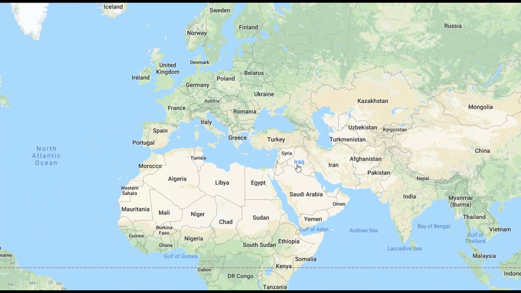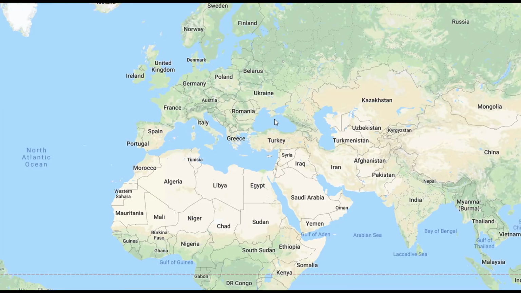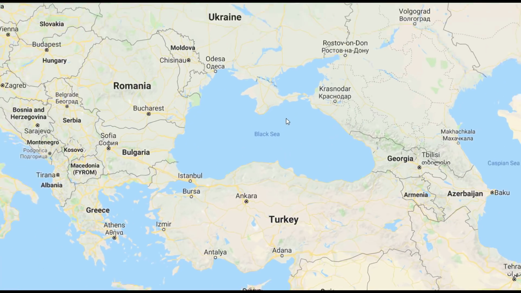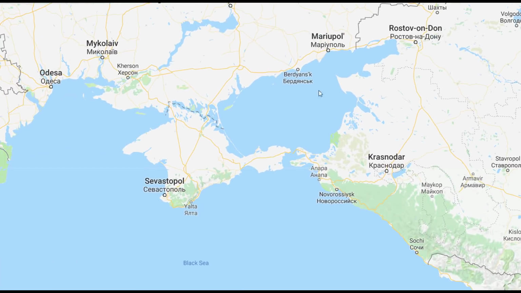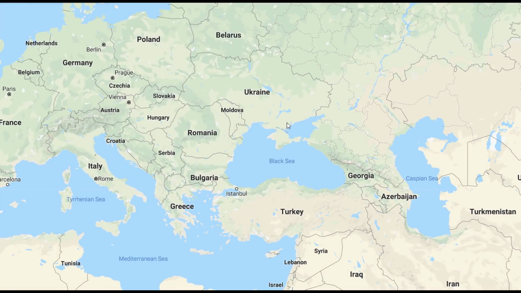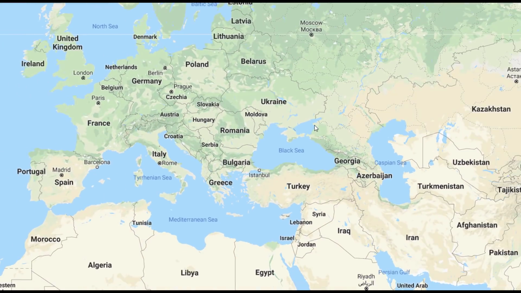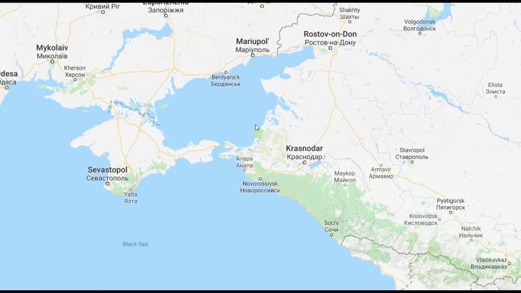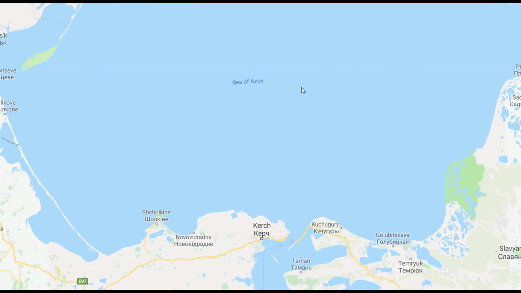Now, where is the Sea of Azov then? The Sea of Azov is near the Black Sea. We just discussed the Black Sea. So you will see this is the Sea of Azov. This part where I am moving my cursor, you can see it is between Ukraine and Russia. So this is the Sea of Azov.